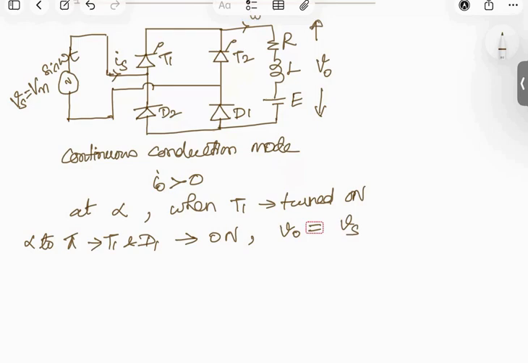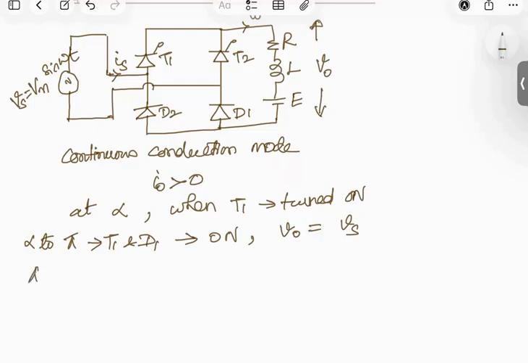When T1 and D1 are in the on condition, the current flows through T1, through your RLE load, through D1 and back to the source. So V0 will be equal to Vs when T1 and D1 are in on condition. This will be the case from alpha to pi.